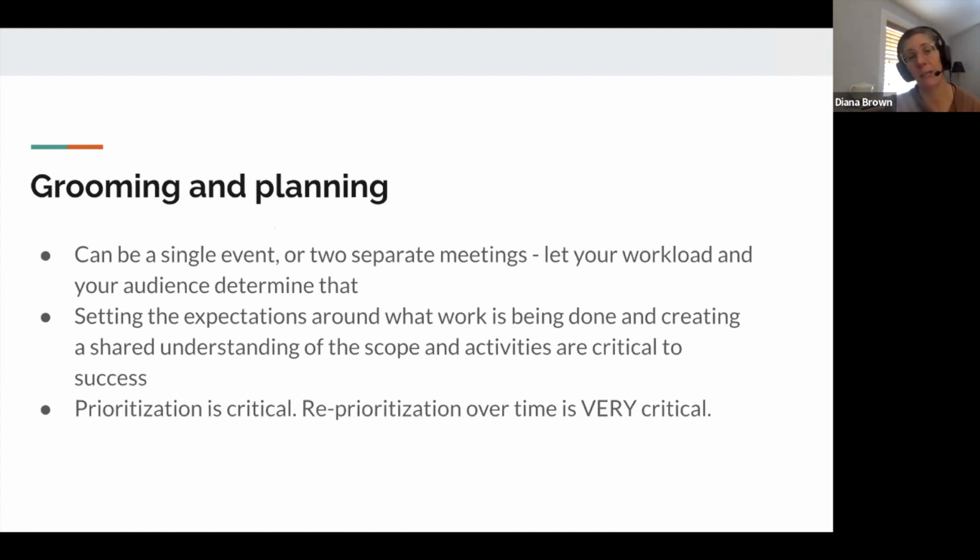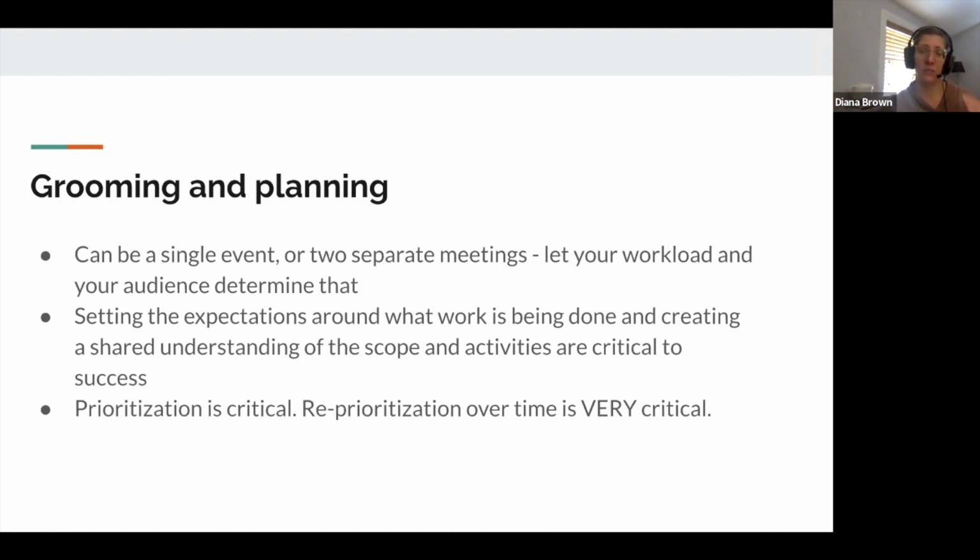A single event, I think, is fine if you're really efficient. Sometimes the grooming can happen well ahead, or you do it at the beginning of the quarter, at a certain point in time, and then you can just plan every sprint from there. Whatever works for your organization is fine. Two separate meetings also works. You can have a grooming session with just one engineering manager and a PM, or a couple designers, or just a smaller group, and then do the planning for the sprint with a bigger group. Whatever makes sense is fine.